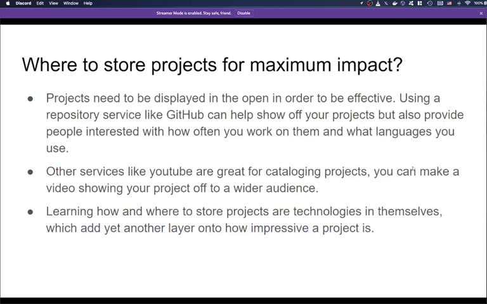Now, this is another good one: where to store your projects for maximum impact. So projects, it's great to do projects, right? But just like you have to do a project to show off your technology, you want to show off your projects. You need a good way to store your projects so other people can see them. This is where using a repository service like GitHub can help you show off your projects and provide people interested a way to work with you, and also show off statistics about how much you're working on it. And then also other services like YouTube are also great for cataloging projects.